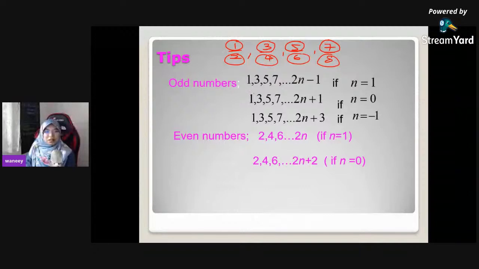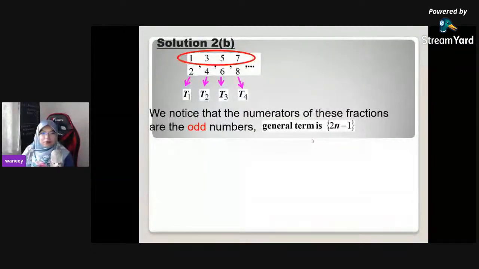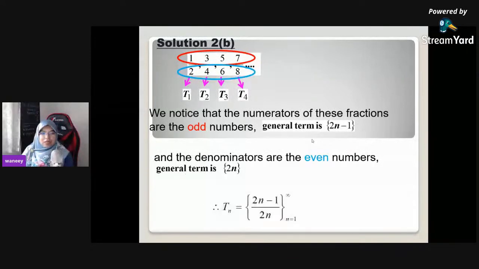Okay, so odd number, you can choose either to use this one or you can choose to use this one, either one. Tapi biasanya kita akan n tu term yang pertama, so kita akan start dengan yang ni lah. N equal to 1, n equal to 1. So odd number, even number. So odd number for my numerator, I'm going to use this one. My denominator, I'm going to use this one. Okay, so it will be 2n minus 1 over 2n.